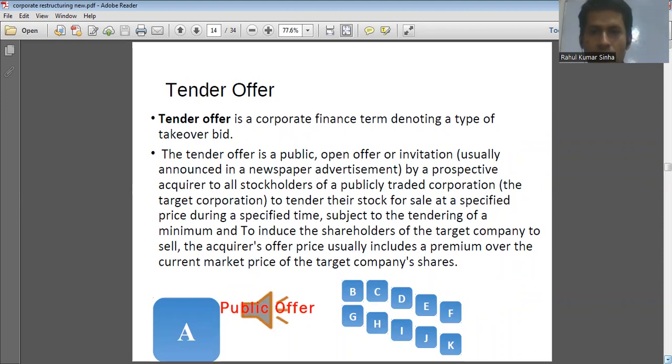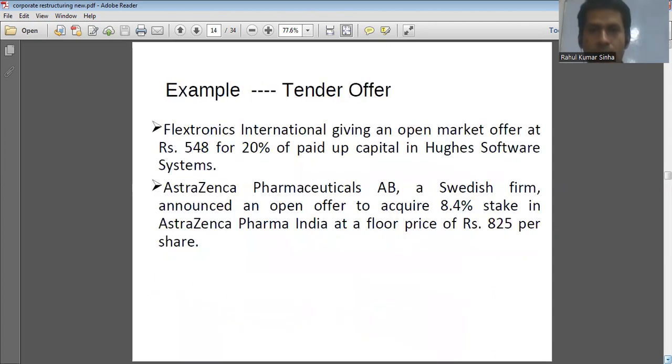To induce the shareholders of the target company to sell, the acquirer's offer price usually includes a premium over the current market price of the target company's shares. So in the tender offer, what happens? There is one company which is offering to the public or to the shareholders a share price with a premium amount, so that the investors get attracted to sell their shares to that particular company. This is the tender offer.